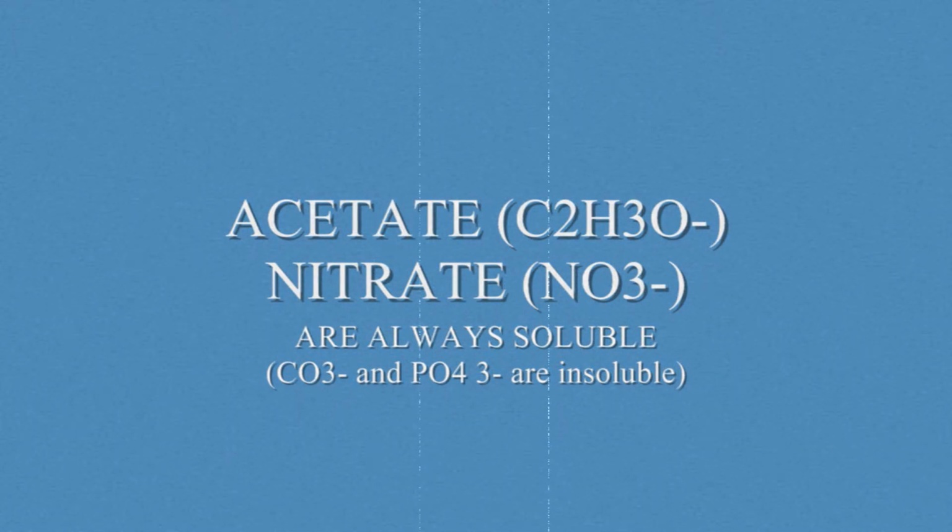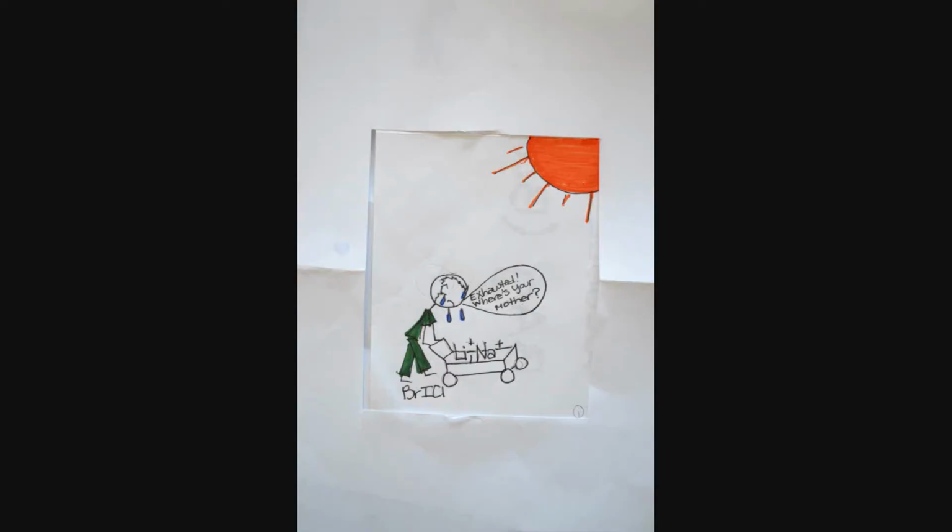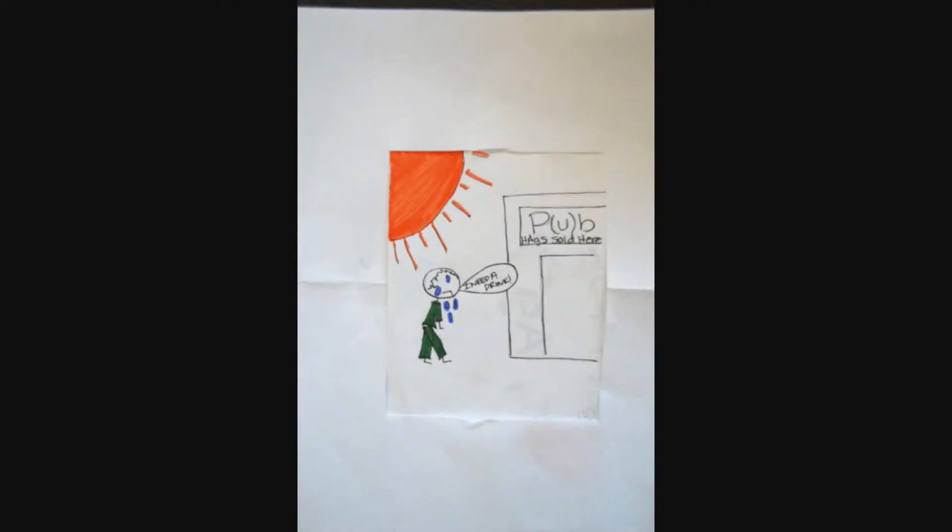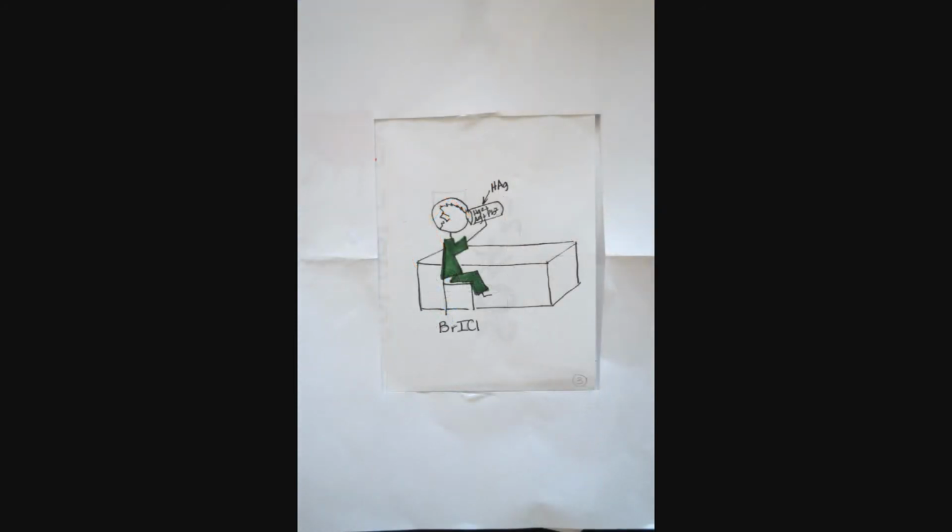Have you heard of my friend Brickle, who's easily worn down? Except when with a hag at a pub, he cannot be worn down.